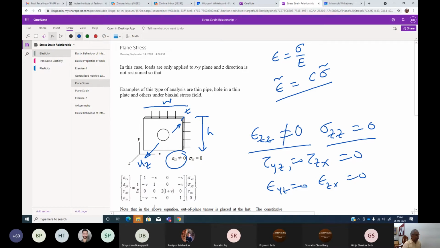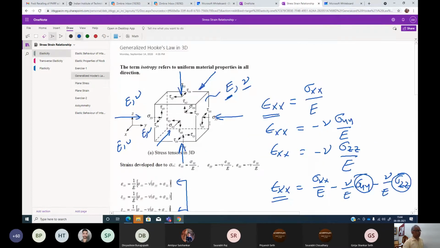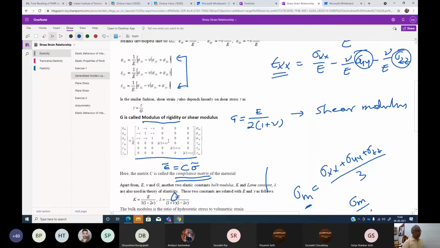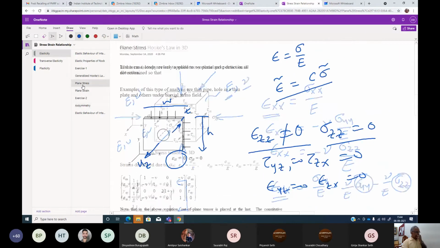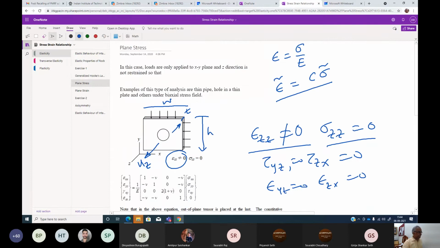Now you see, how do I get this? I collapse everything. If I go to the general case, you just see this matrix, whatever is here. See what I have taken, only these four. And here just the epsilon ZZ is written after this. Since it's out of plane, this is written at the end, but the rest everything remains.